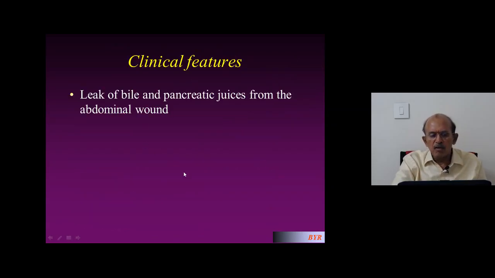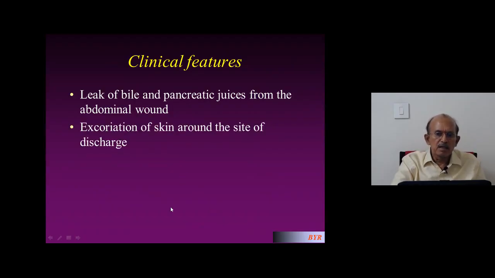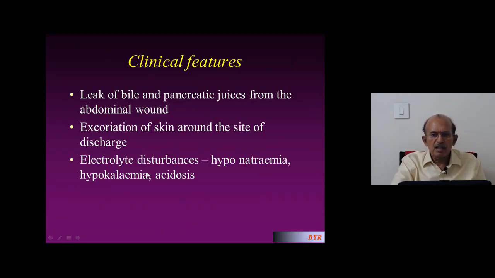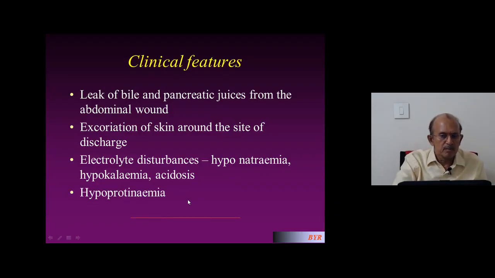Clinical features: there is leakage of bile and pancreatic juices from the abdominal wound, and excoriation of the skin around the site of discharge. There are molecular disturbances because the secretions have a lot of electrolytes which are lost outside. There will be hyponatremia, hypokalemia, and acidosis. And there will be hypoproteinemia.